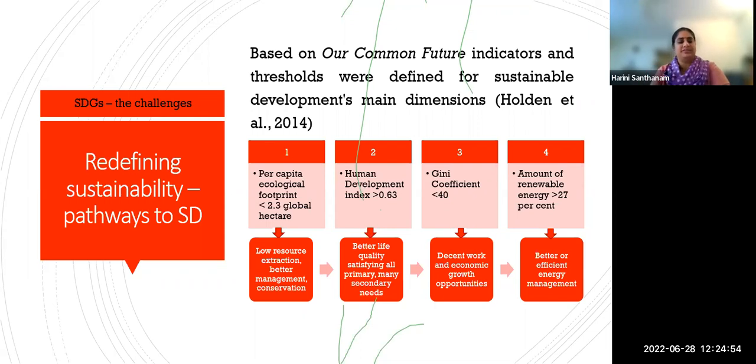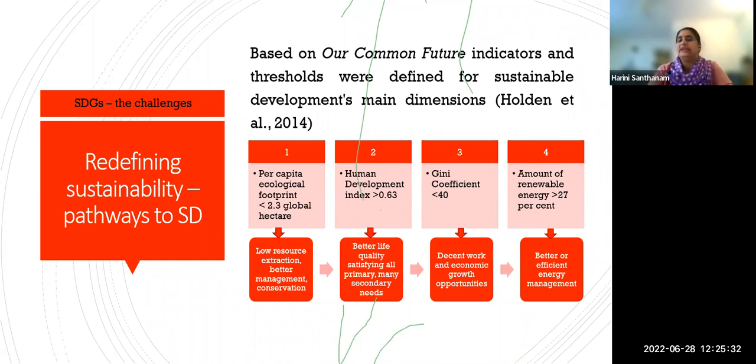So the first one said that condition number 1 was the per capita ecological footprint should be less than 2.3 global hectares. The second condition is that the human development index should be greater than 0.63. The third condition is that the Gini coefficient should be less than 40. And the fourth condition is that the amount of renewable energy that is produced and consumed should be greater than 27%.